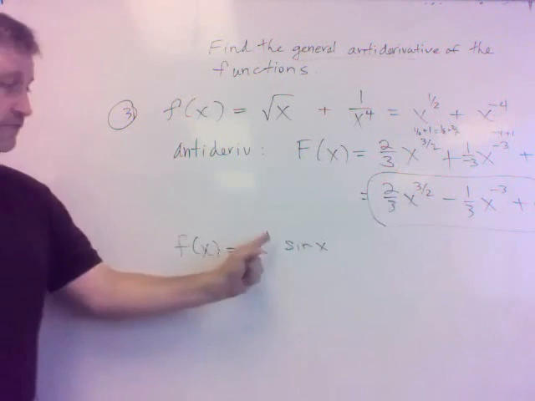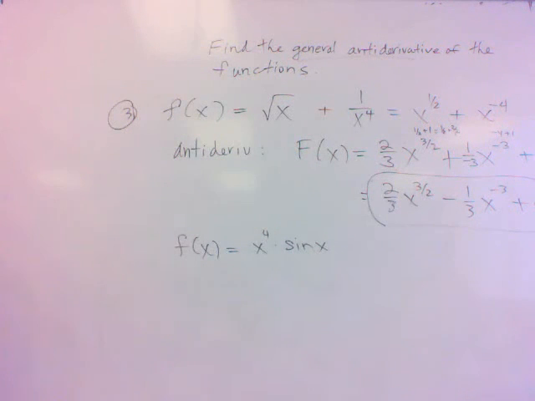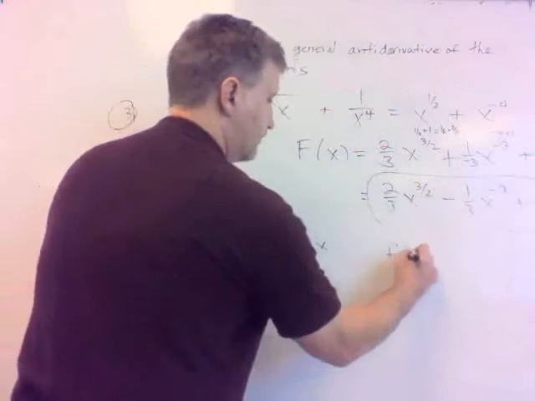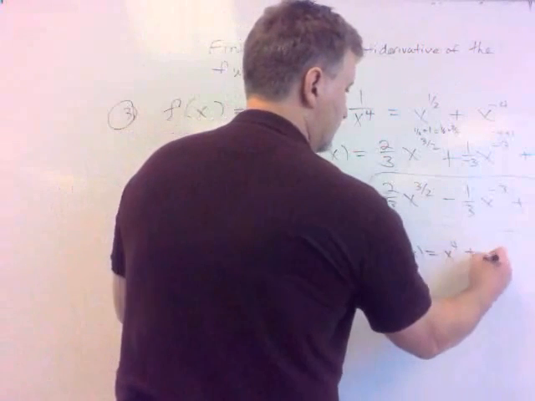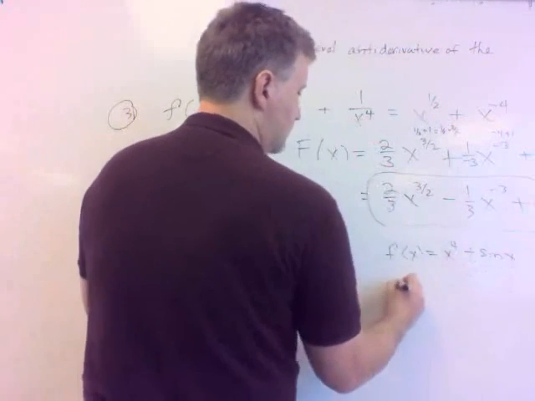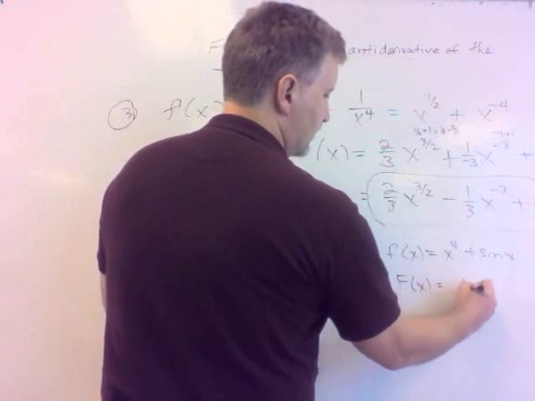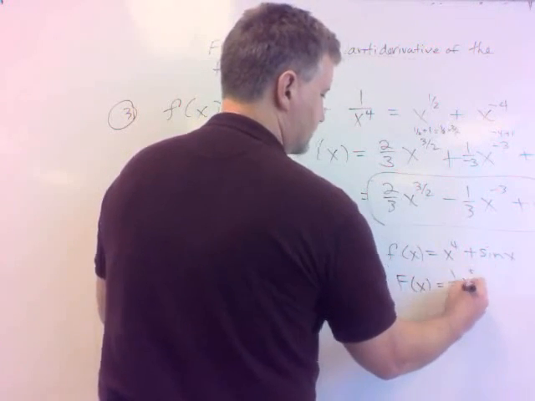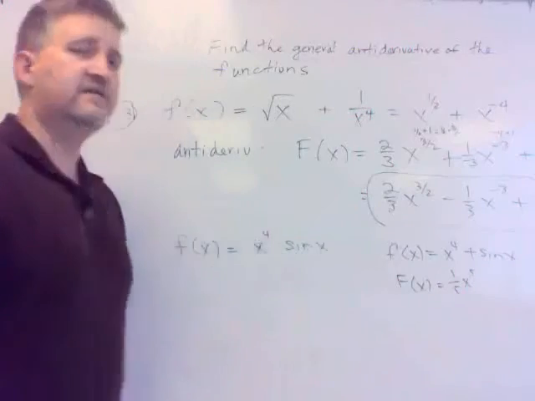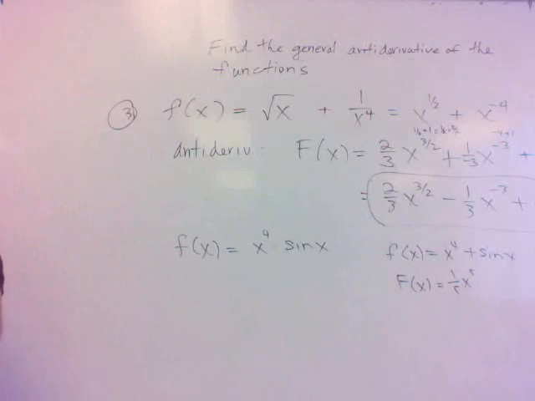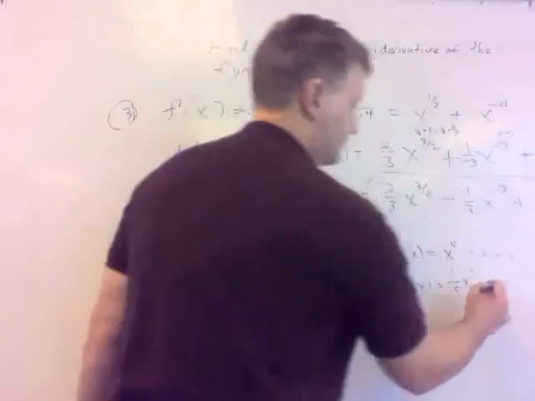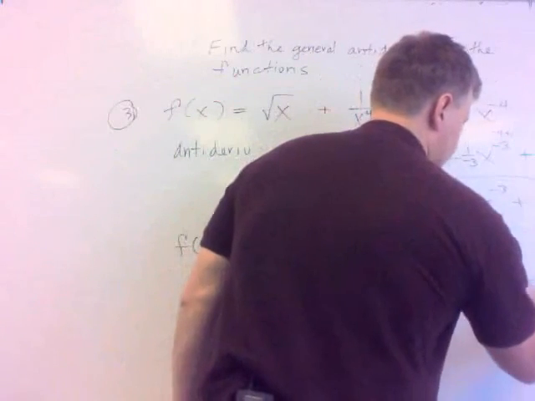If this was x to the fourth plus sine of x, no problem. Right? I could do the antiderivative. What would that be? X to the fifth, so it would be 1/5 x to the fifth. Sine, the antiderivative, remember it works the opposite, so that would be minus cosine x plus c. I could do that.